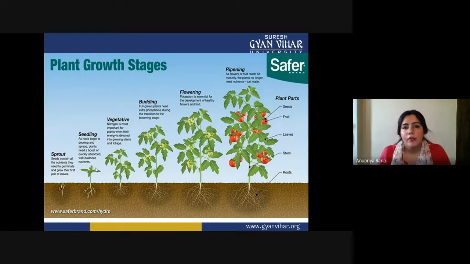After the vegetative phase, we get the reproduction or multiplication of the plant, which depends on the process of reproduction. So here we will see the several processes which add on in the reproductive manner, like budding, flowering, and ripening. These are the zones of a reproductive organ. Sprouting, seedling, and vegetative growth come under the phase of vegetative reproduction.